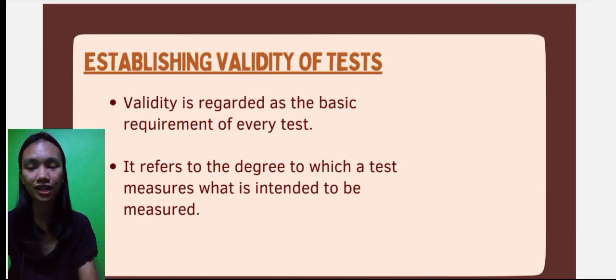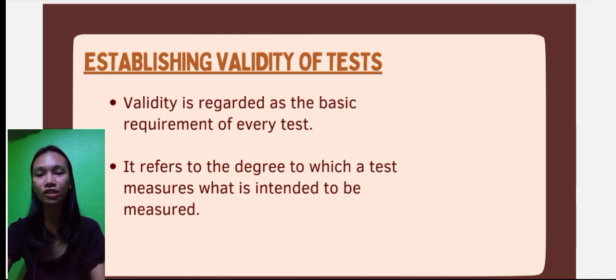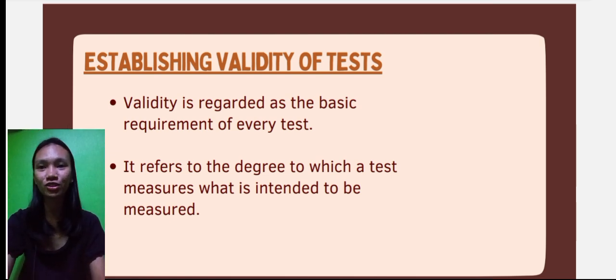Establishing validity of a test. Validity is regarded as the basic requirement of every test. It refers to the degree to which a test measures what is intended to be measured. So, in fact, validity is considered to be the most important prerequisite for every exam.